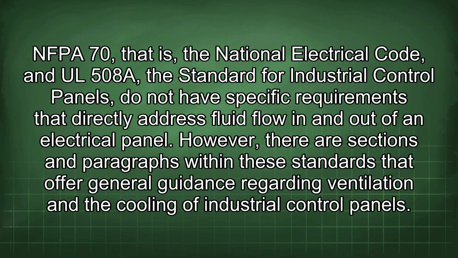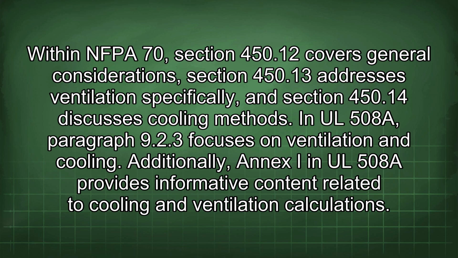However, there are sections and paragraphs within these standards that offer general guidance regarding ventilation and the cooling of industrial control panels. Within NFPA 70, Section 450.12 covers general considerations, Section 450.13 addresses ventilation specifically, and Section 450.14 discusses cooling methods. In UL 508A, paragraph 9.23 focuses on ventilation and cooling. Additionally, Annex I in UL 508A provides informative content related to cooling and ventilation calculations.